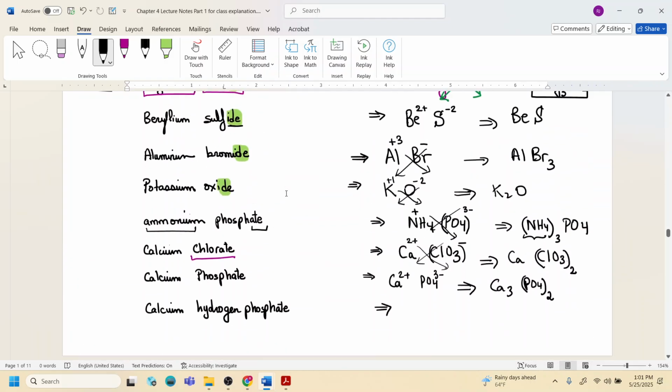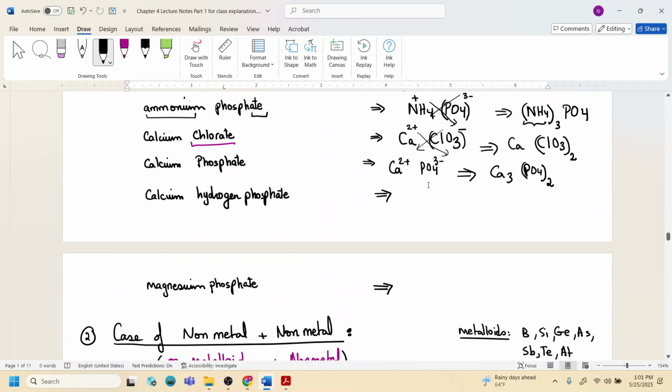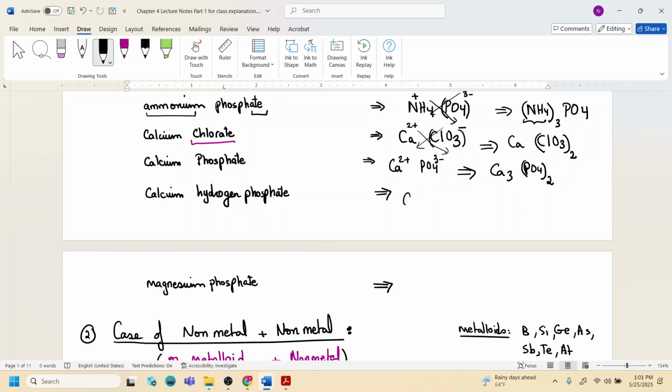Calcium hydrogen phosphate. So all of those you can find them. The hydrogen phosphate, this is hydrogen phosphate here. It's HPO4 2 minus. So that is going to be the calcium. The calcium is 2 plus, group number 2. The hydrogen phosphate from the table is 2 minus. So we're going to cross the charges, and the calcium will have coefficient 1 and the hydrogen phosphate will have coefficient 2.